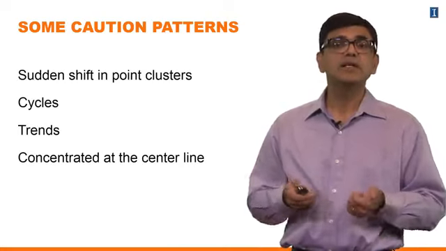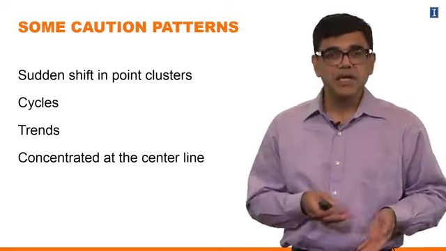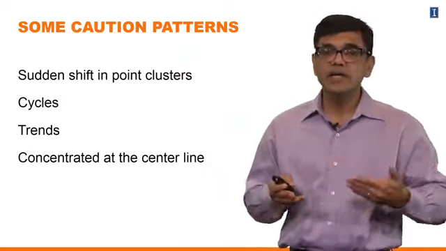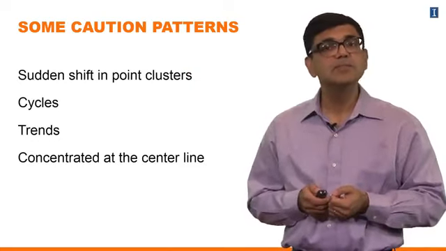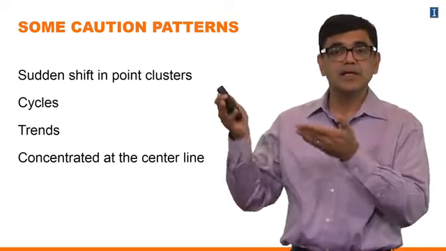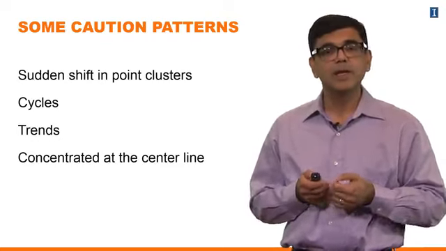Trends, similar idea to sudden shift in point clusters. If there's a trend of points going towards one side, it's telling you that even if a process seems to be within statistical control at this point, it's heading towards going out of control.